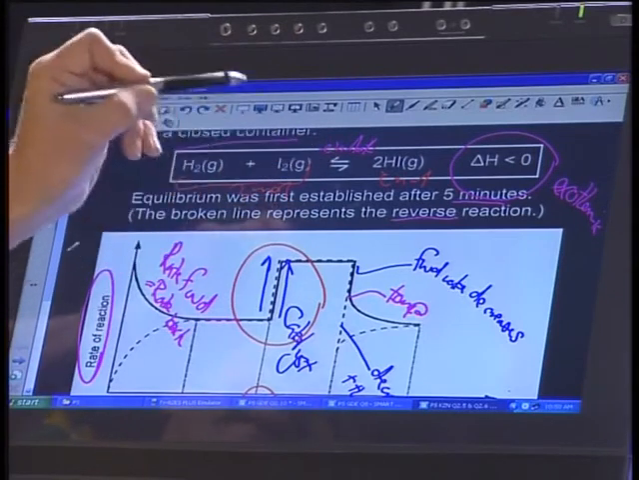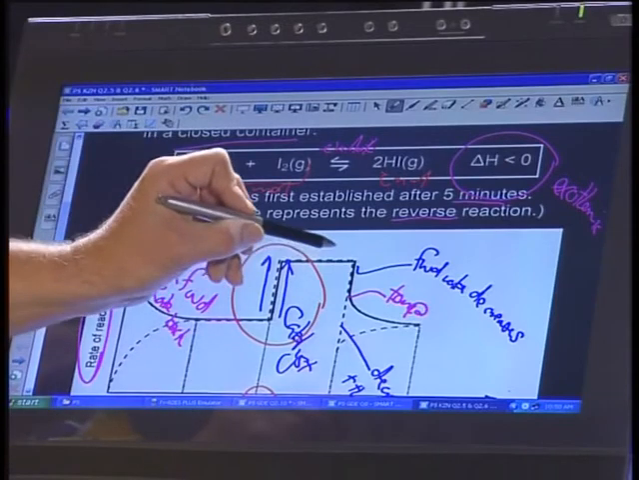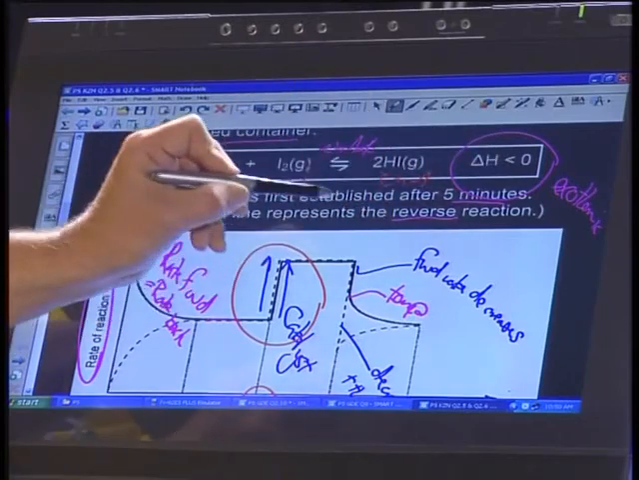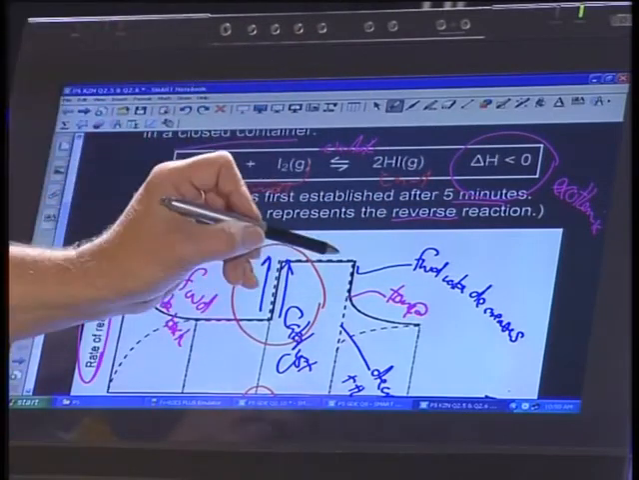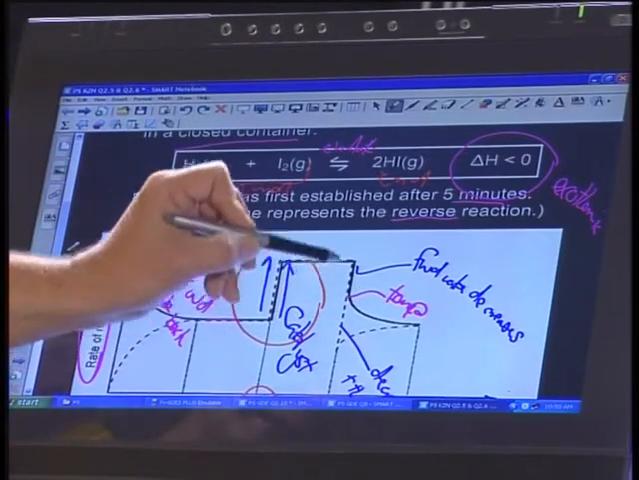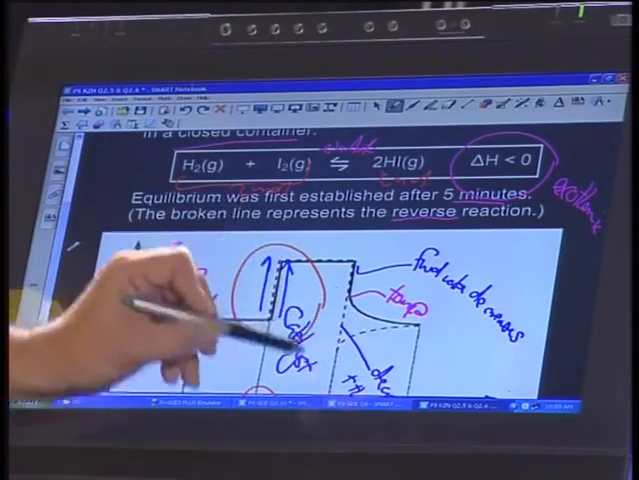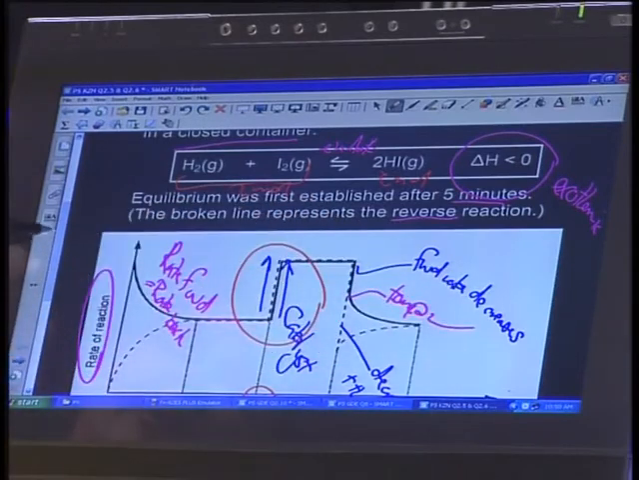And that makes sense, because if we're decreasing, then what we would expect here, this being exothermic, is that we're going to cool it down. We should actually change the rate to a certain extent. This rate is still higher than the reverse one. So it looks to me like this is a temperature change.